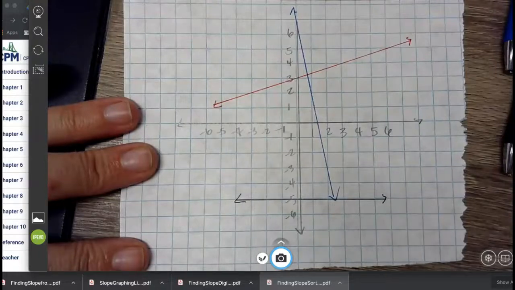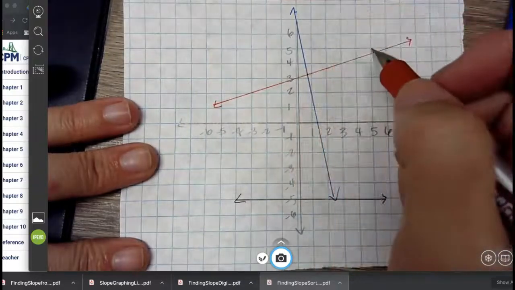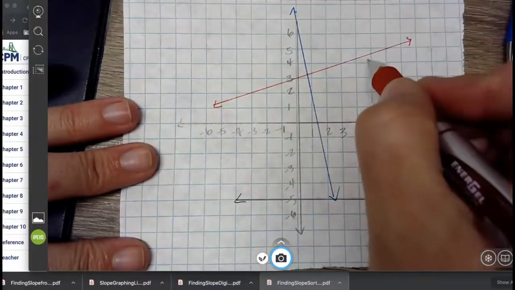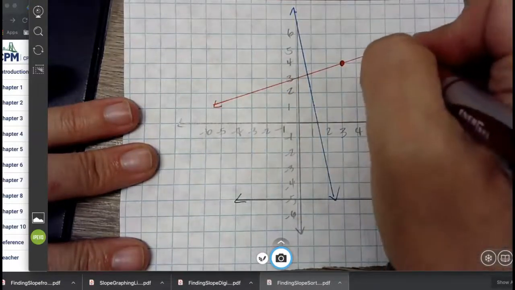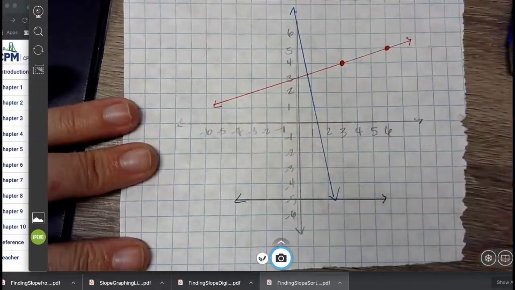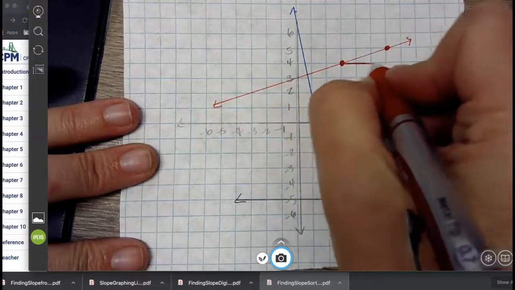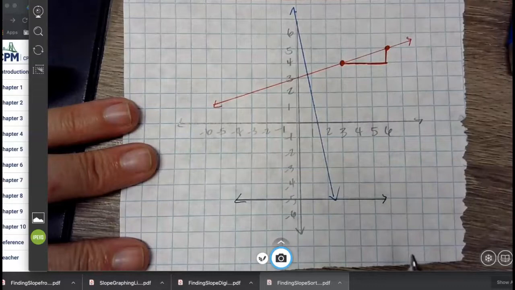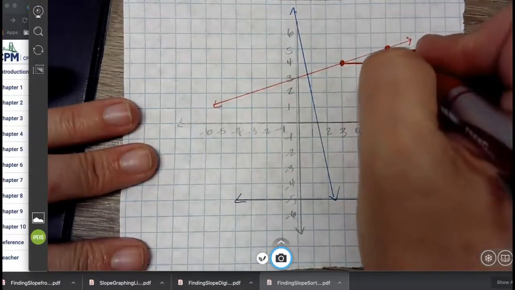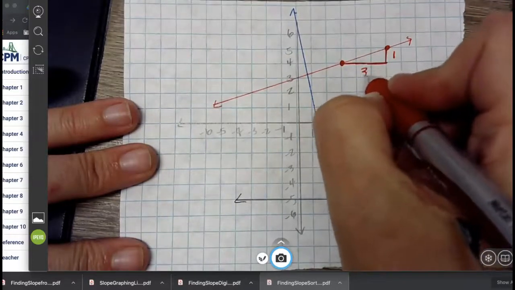The best thing to do, and I'm going to start with this red line here, is to pick 2 points that intersect your grid on your graph. I can see there's one here, and another one here. Then we draw what we call growth triangles. I'm just going to make a triangle that goes from here to here, so we've made a right triangle. Then we can look at the length of the sides of that triangle. The length of this side is 1, and the length of this side is 3.